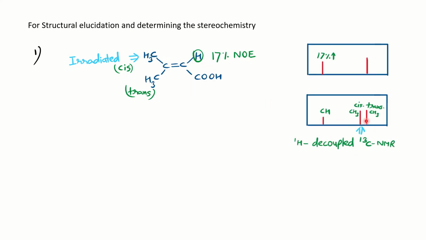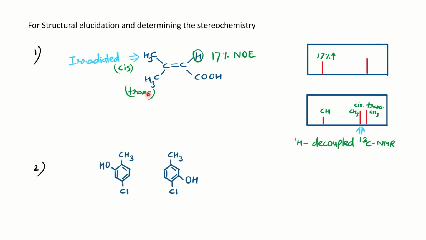So you can see here again you have three peaks. On irradiation of the one methyl peak which is the cis one, it will disappear and will cause the enhancement, 17%, in the intensity of the vinylic CH peak. While if you irradiate the other, trans methyl, you can observe that there is no enhancement, and you can assign cis and trans respectively.